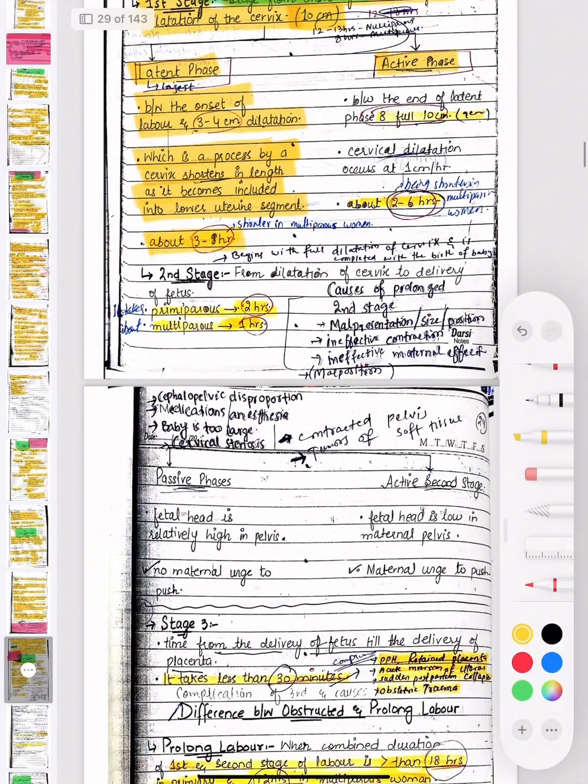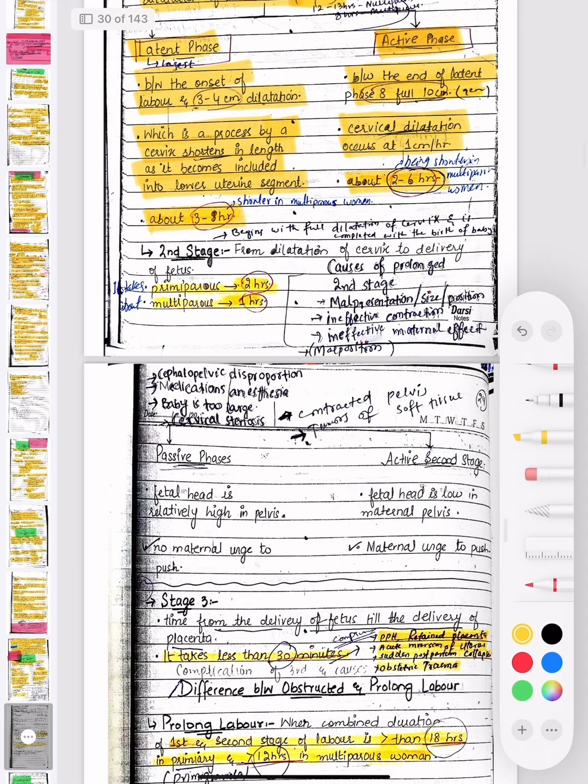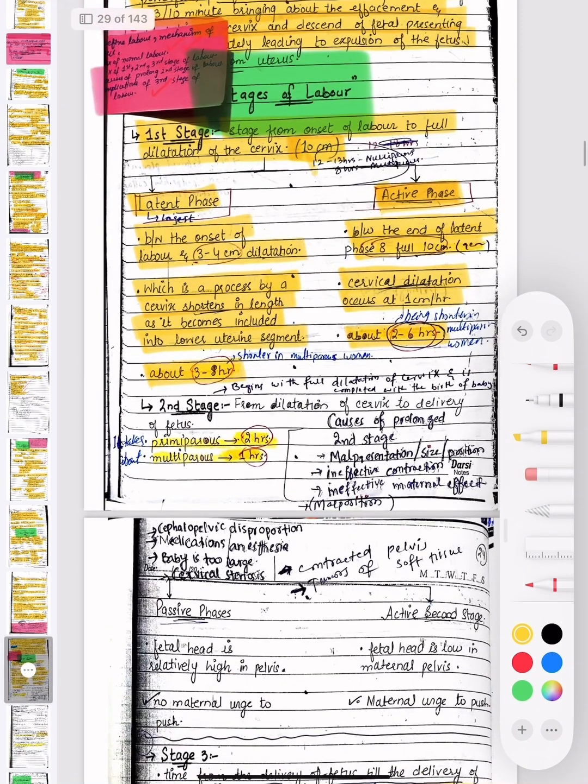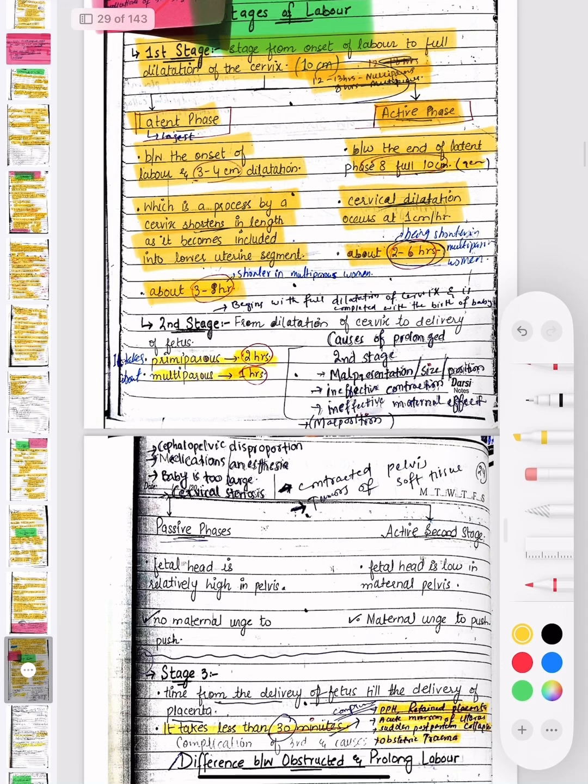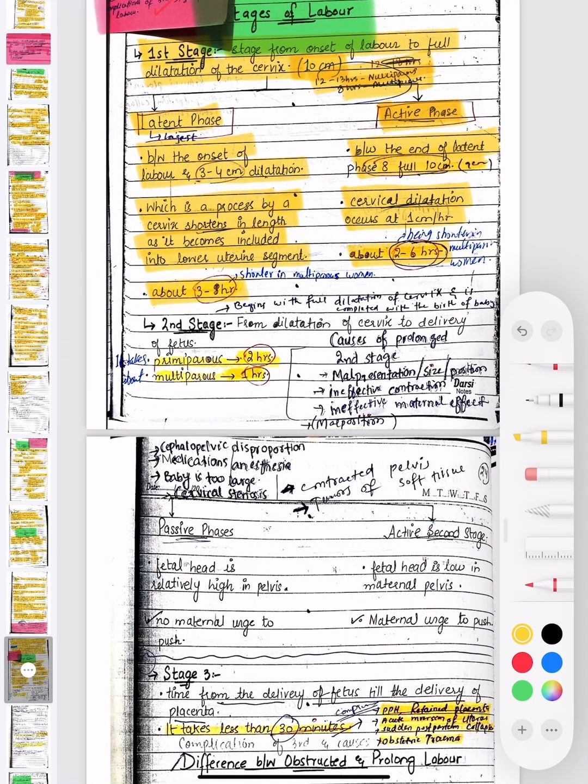The active phase is between the end of the latent phase and full dilatation, and the cervical dilatation occurs at 1 centimeter per hour, and it is about 2 to 6 hours. The first stage of labor is about 12 to 13 hours in a nulliparous woman, and about 8 hours in a multiparous woman, and it consists of two phases, the latent phase and the active phase. In the latent phase, 3 to 4 centimeter dilatation occurs, and it is about 3 to 8 hours, and in the active phase, 10 centimeter dilatation occurs, and it is about 2 to 6 hours.